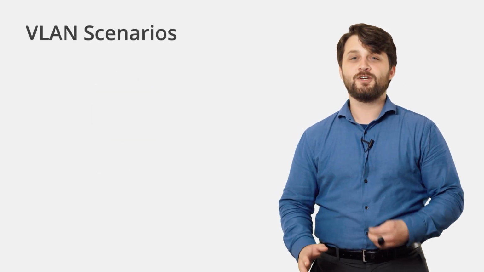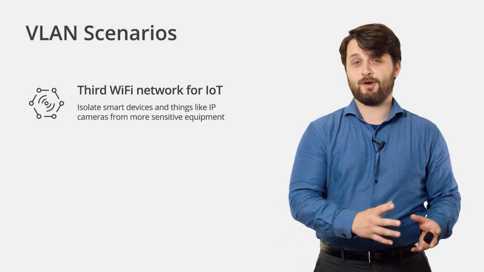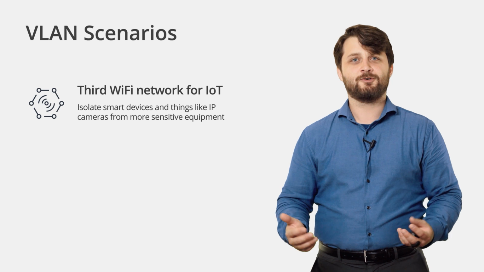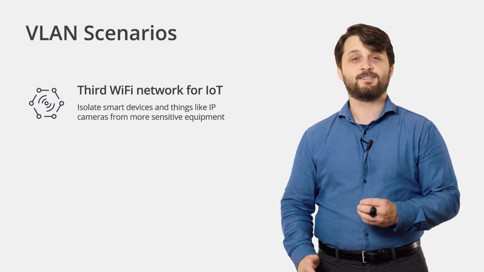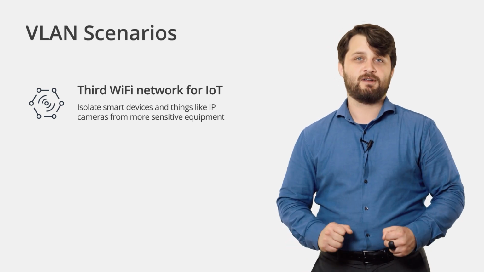Now, first on this list is you can use VLANs to create a third Wi-Fi network that is separate from your primary and guest networks. What this would allow you to do is isolate smart devices on this IoT network, like a smart TV or an IP camera, from more sensitive equipment on your network.